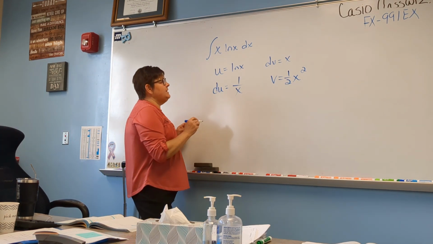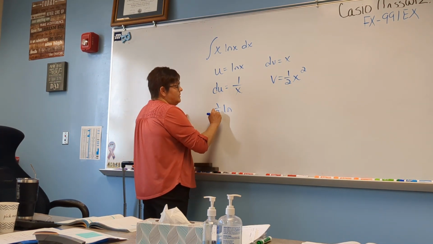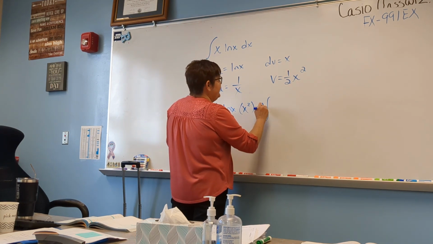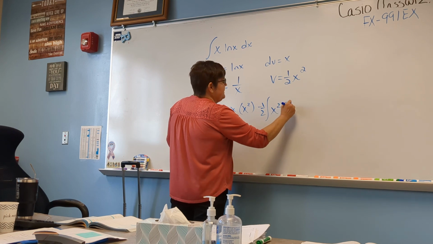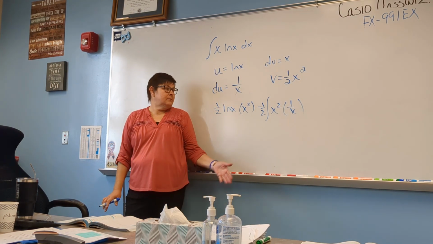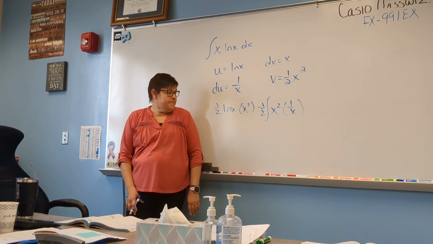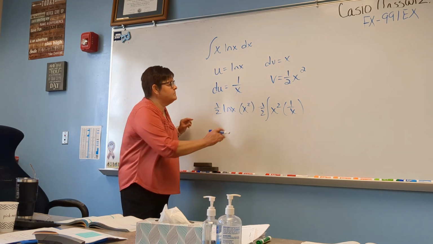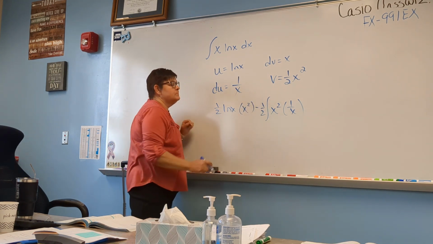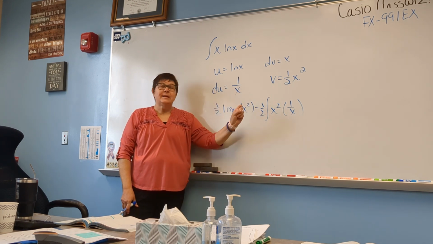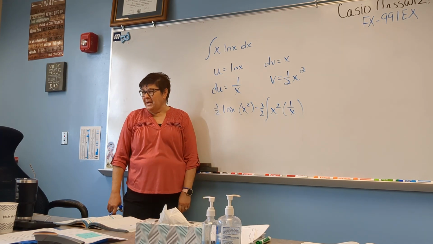uv minus integral v du. So u and then v minus the integral of v du. Notice I took the 1/2 and just pulled it up front. So what do we think? Good, bad, ugly, indifferent? I took the 1/2, pulled it outside, because it just goes for the ride anyway.